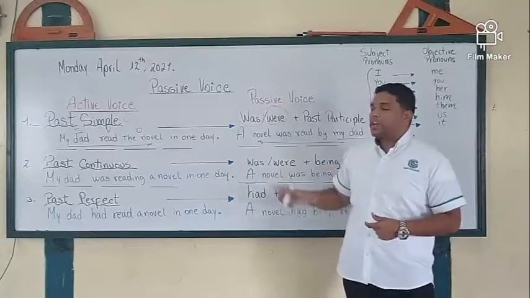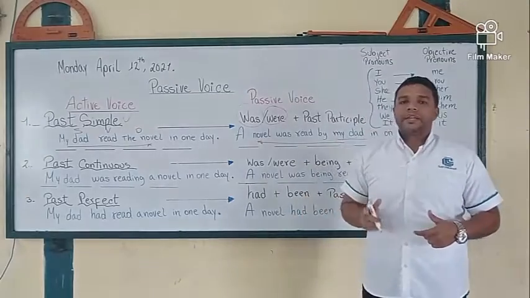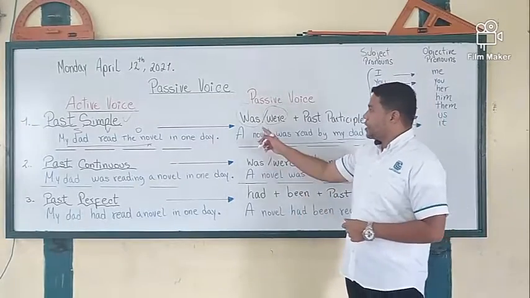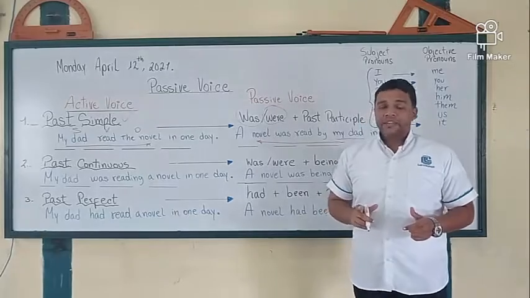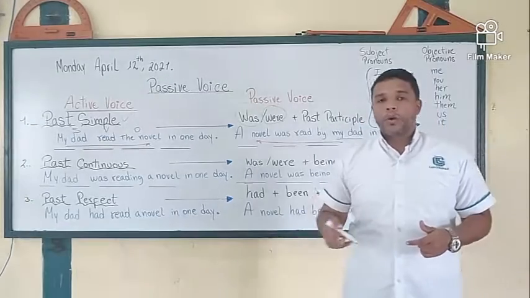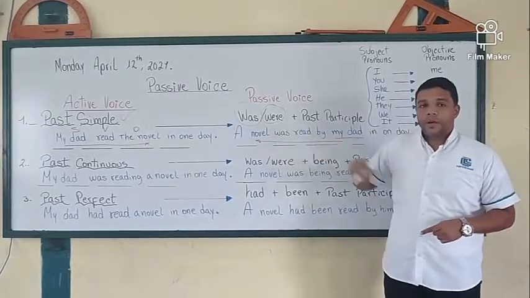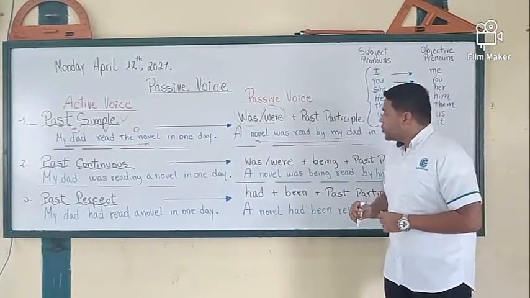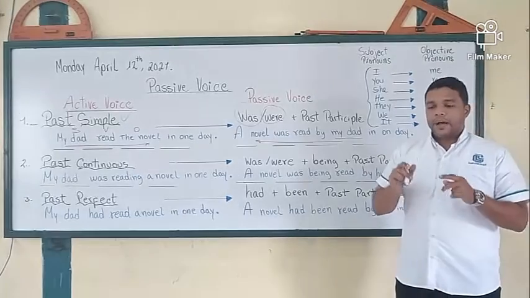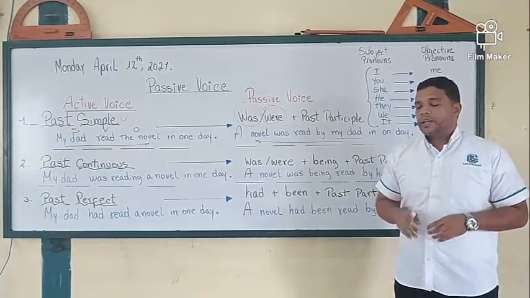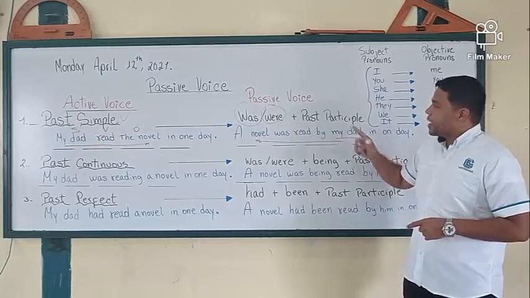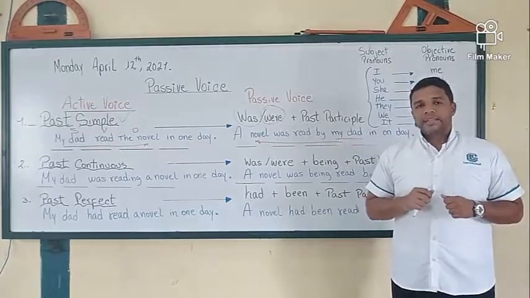In this case, we're talking about a single novel. I mean, it's a singular form. That's why we're going to use was. But if we were talking about two or more novels, that would be working with were. So be careful about it. Okay? So then, as a very mutual thing, the past participle is going to be always in the passive voice.